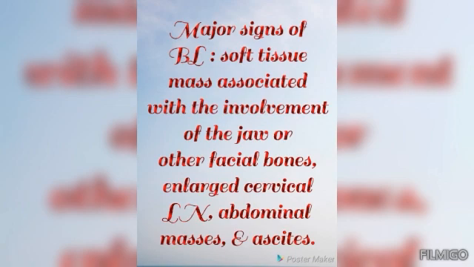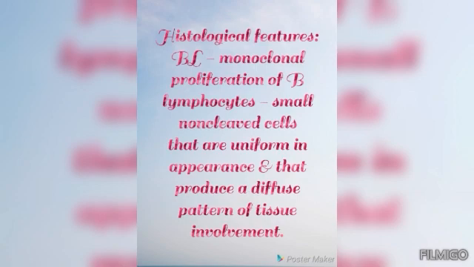The major signs of Burkitt's lymphoma are a soft tissue mass associated with involvement of the jaw or other facial bones, enlarged cervical lymph nodes, abdominal masses and ascites. These are the major signs of Burkitt's lymphoma.